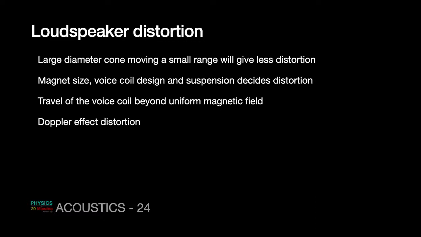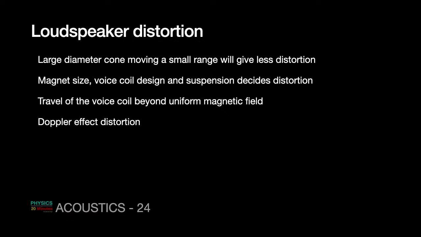And there are Doppler effect distortions as well. You know that when the cone vibrates, at some time the source is moving towards the observer, at some other time it is moving away from the observer, and the Doppler effect distortions can come in. One needs to counter that as well. So there are lots of sources of distortion. Most of these distortions are measured in terms of a pure tone.